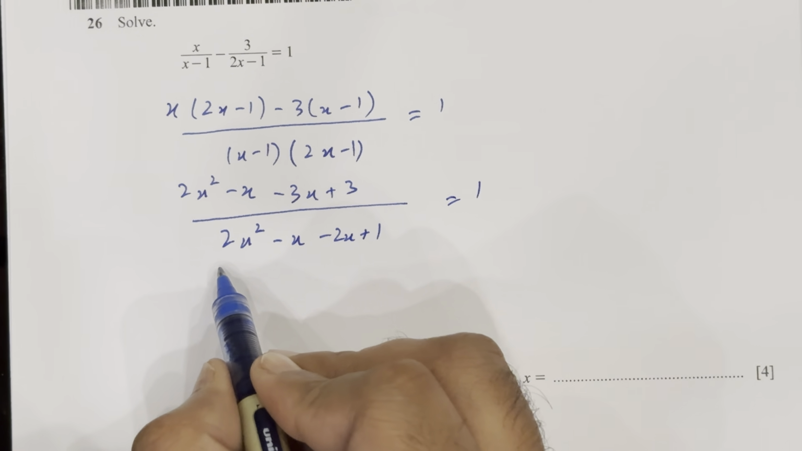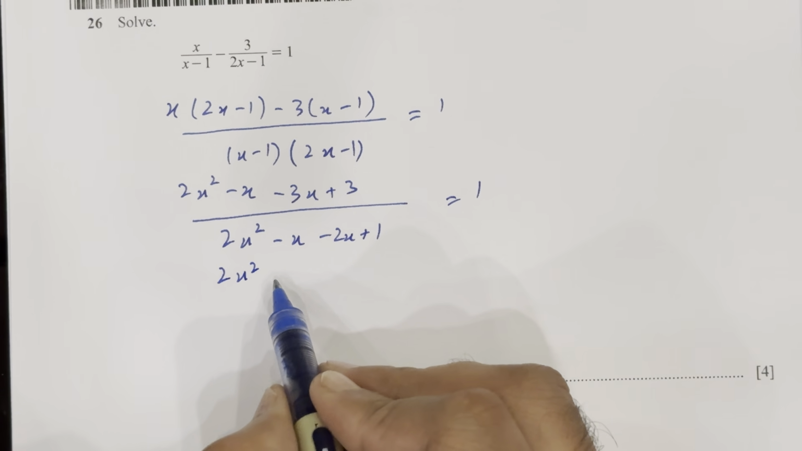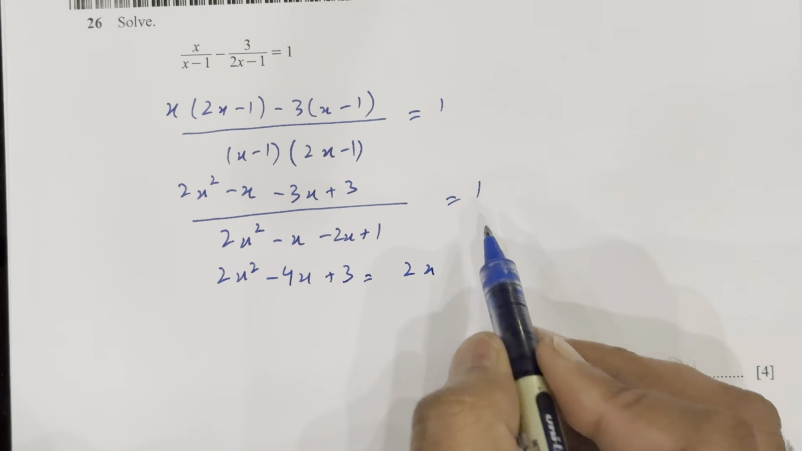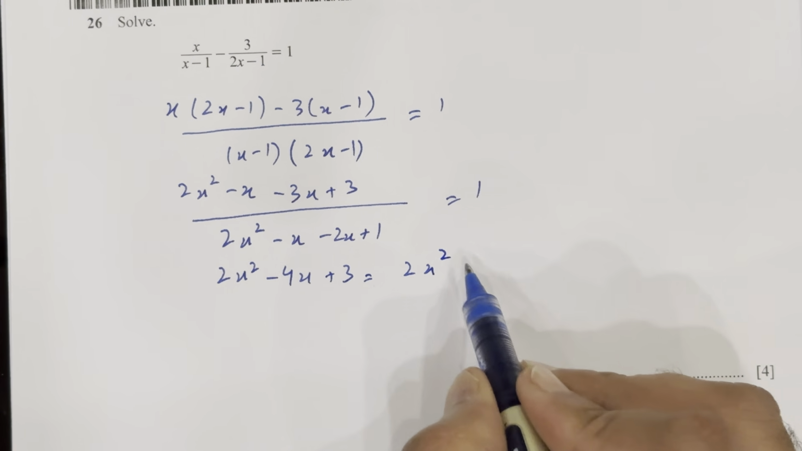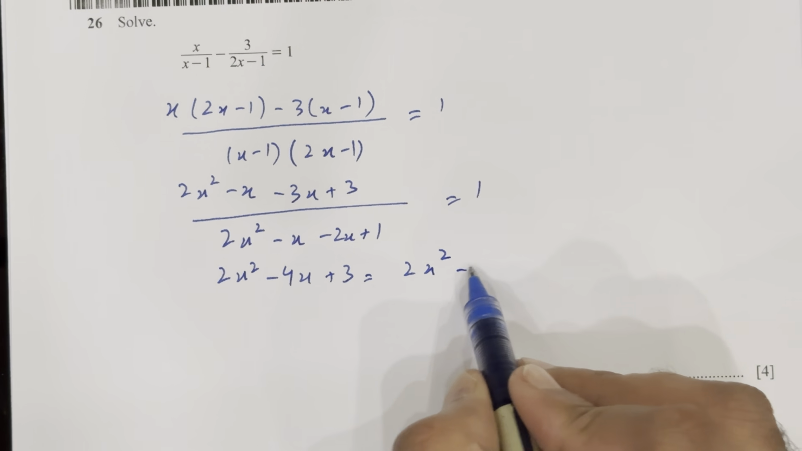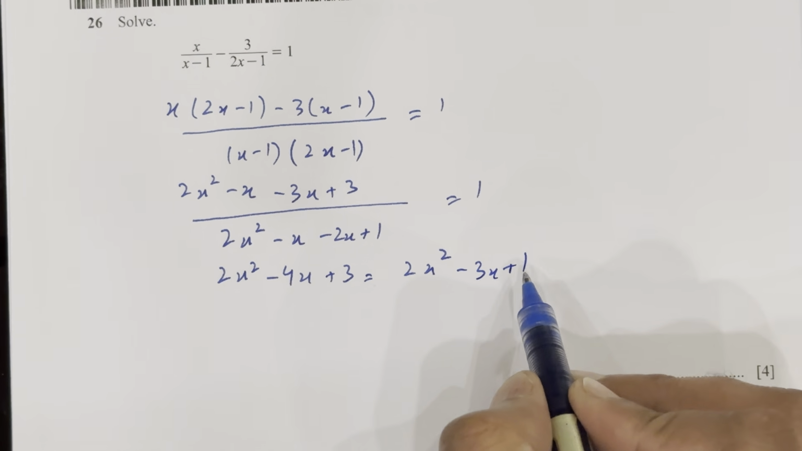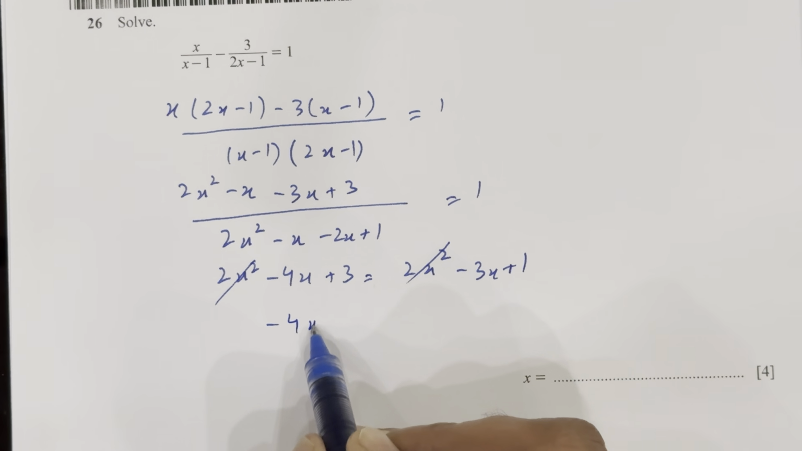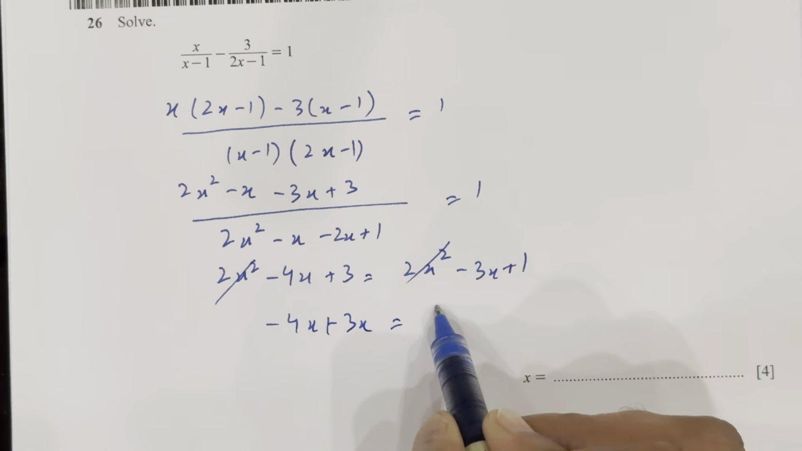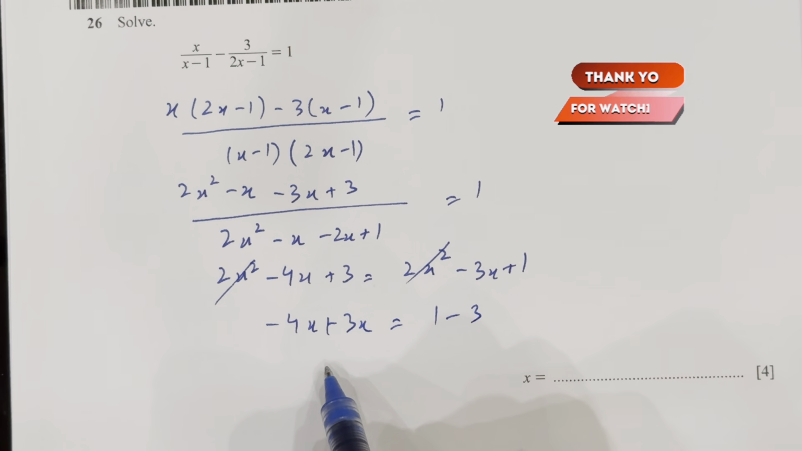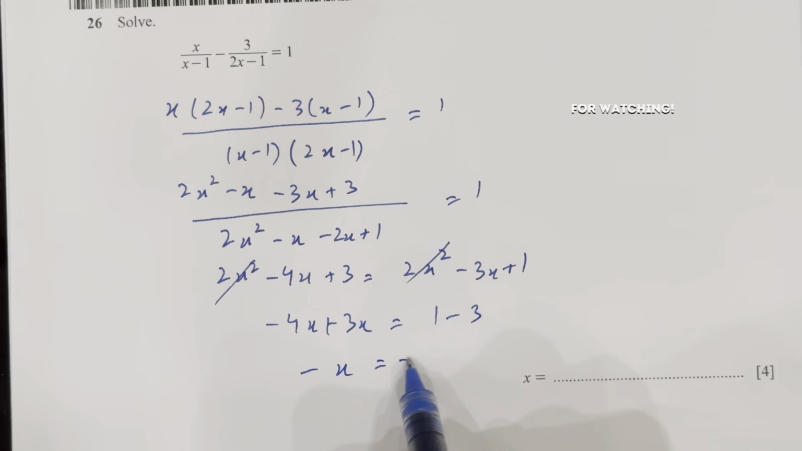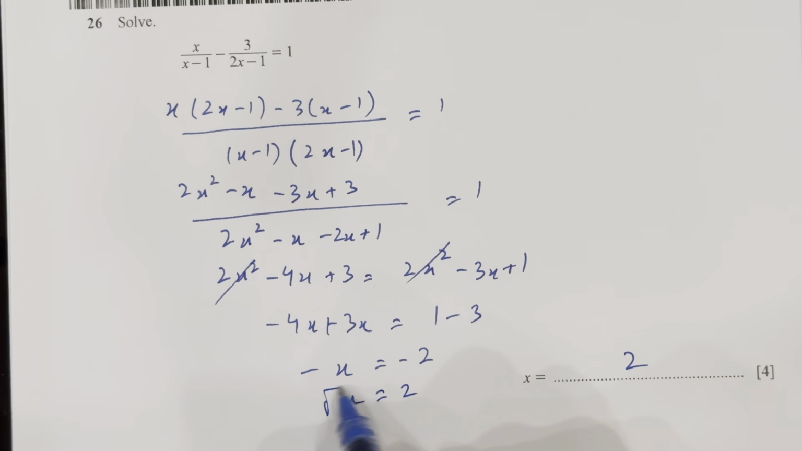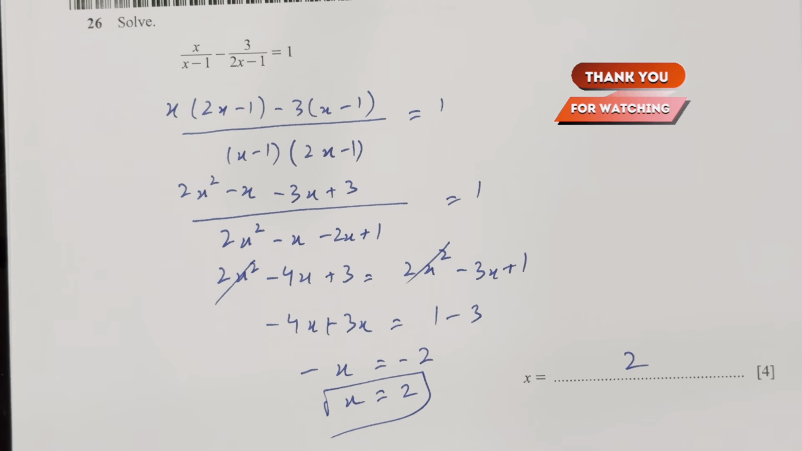It would be 2x squared minus 4x plus 3, this denominator would be multiplied by 1, over answer would be 2x squared minus x minus 2x, it would be minus 3x and plus 1. So you can cancel 2x squared from 2x squared over here, and minus 4x plus 3x and 1 minus 3, it would be minus x is equal to minus 2, then x is equal to 2. So this is our final answer of this paper.